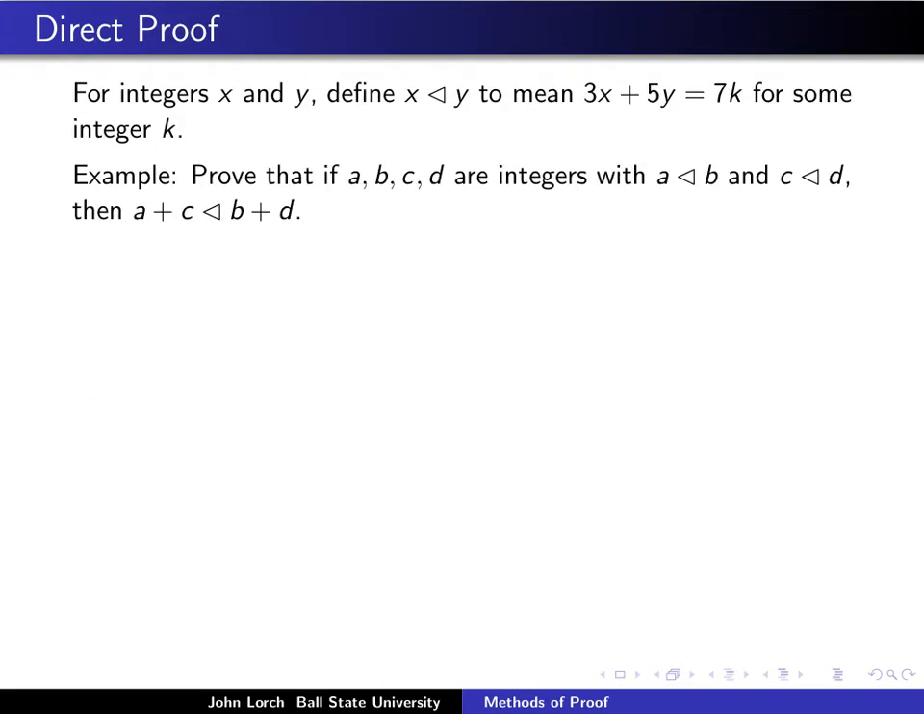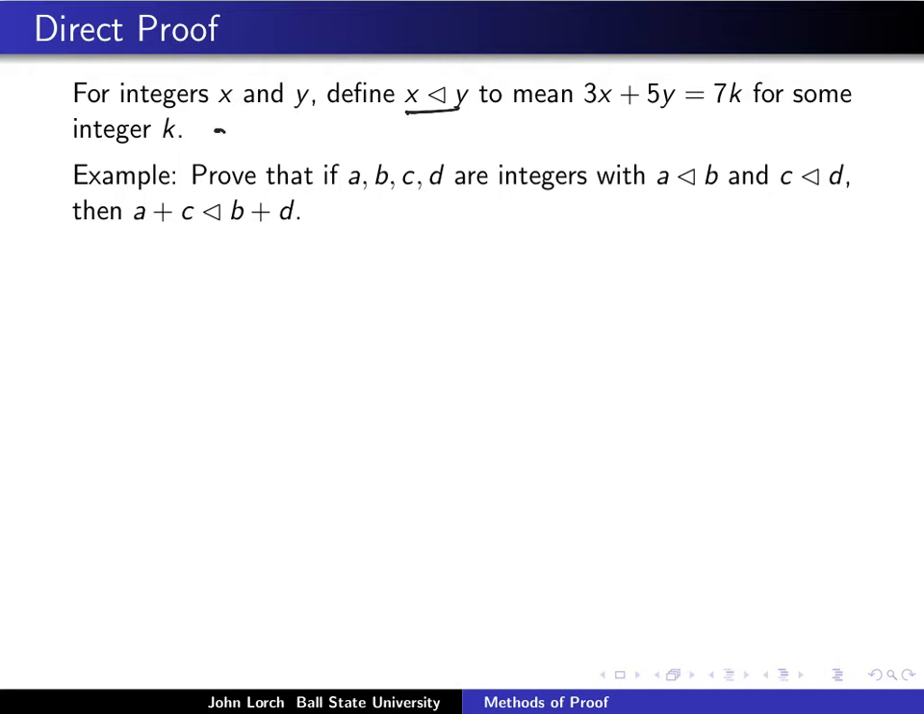So on this slide, we give another example of direct proof. Before we can get to the statement that we would like to prove, we first need a definition. For integers x and y, we're going to define x triangle y to mean that 3x plus 5y is equal to 7k for some integer k. So what we're saying is that x triangle y means that 3x plus 5y is some integer multiple of 7.